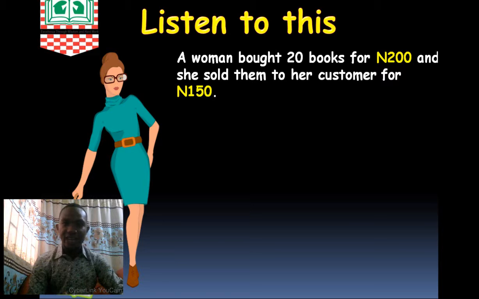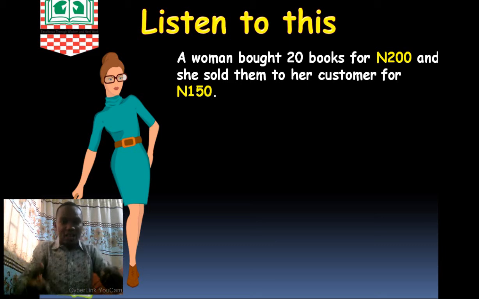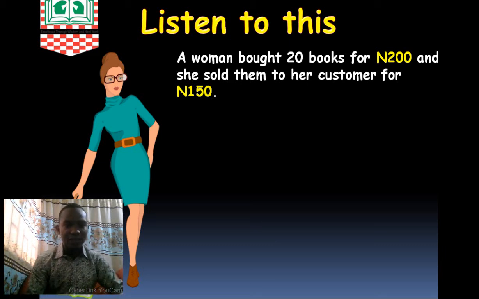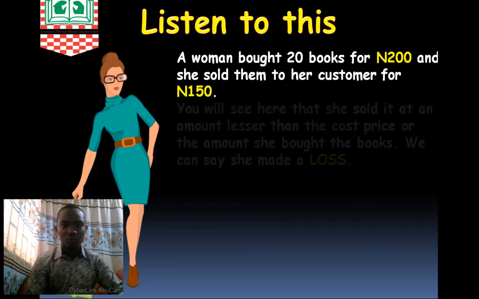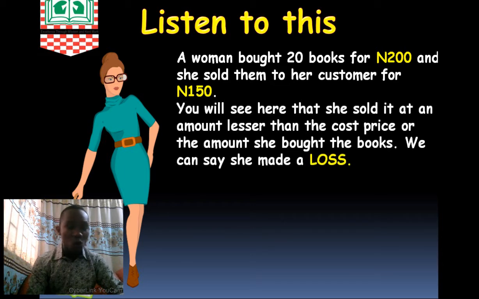You notice here that the woman bought the books for how much? For 200 naira, and she sold the books for 150 naira. That actually means that the price she bought the book, that means the cost price, is greater, is bigger than the what? The selling price. Now let's continue. You will see here that she sold it at an amount lesser than the cost price, or the amount she bought the books. With this, we can say that she actually made a loss.